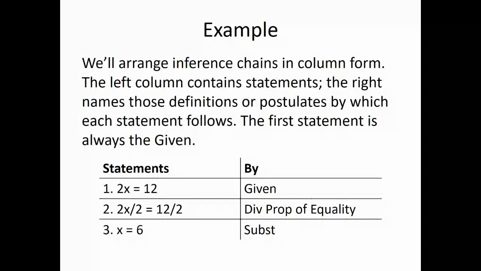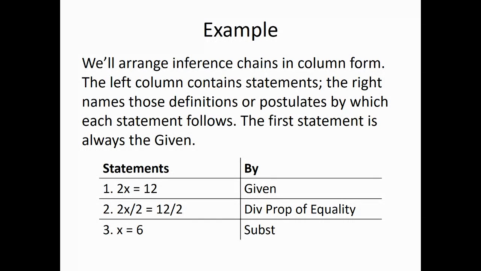And typically we arrange these inference chains in column form. The left-hand column will contain statements, and the right-hand column will contain those definitions or postulates, later also theorems, by which each statement follows. And the first statement is always the given. So here is a typical column for you, and you'll do many of these. The left-hand column is labeled statements. Those are the statements that together comprise the inference chain. And the right-hand column, called by, is the definition or postulate that is applied to give us each new statement.